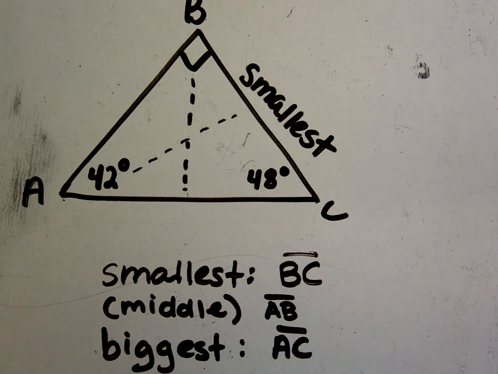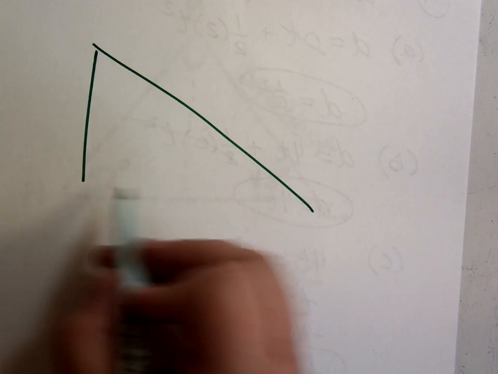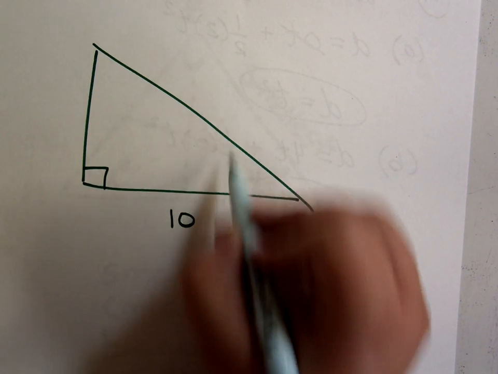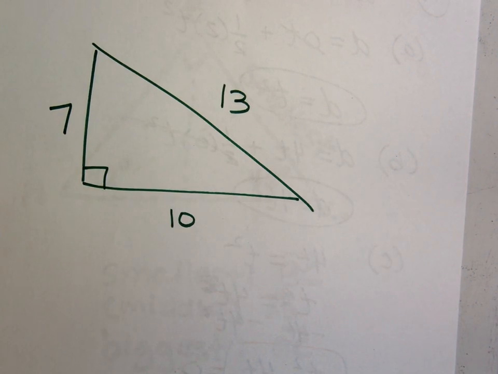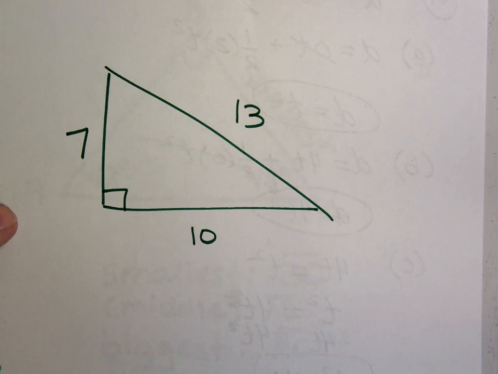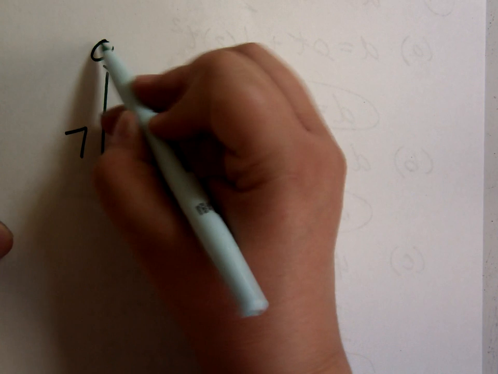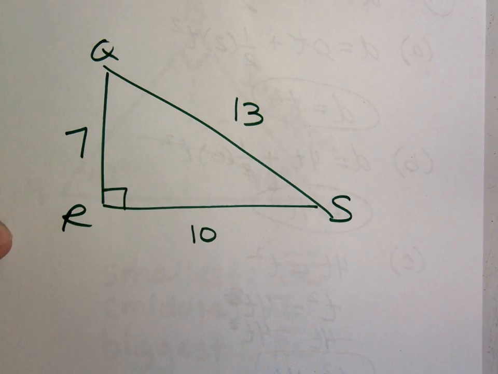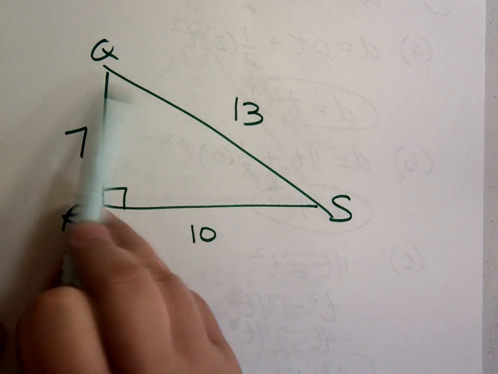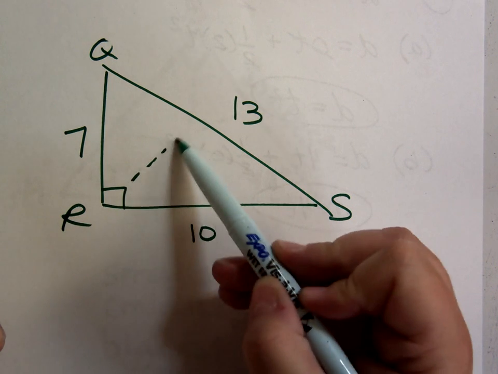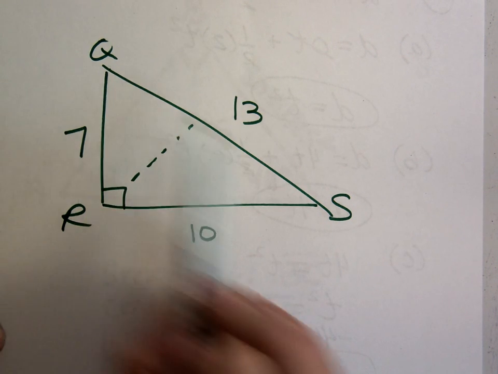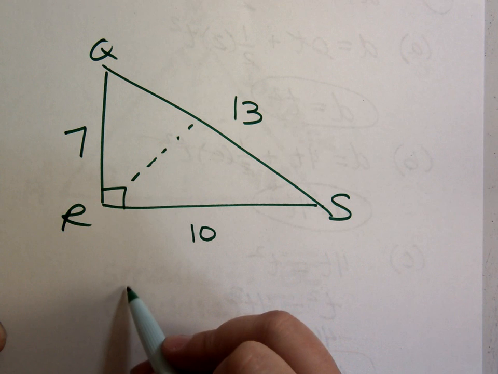Okay, let's look at another one similar to that. This time, instead of giving you the angles and asking you about the sides, let's say that you're given the sides and asked about the angles. Okay, and I didn't really mean to make it a right triangle, but I did, so there it is. So let's say it's QRS. Well, the biggest side is the QS. So that's across from R. Notice that R is not part of the name QS. So angle R has to be the biggest.